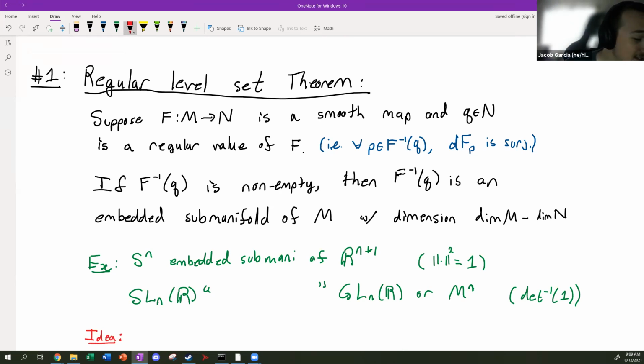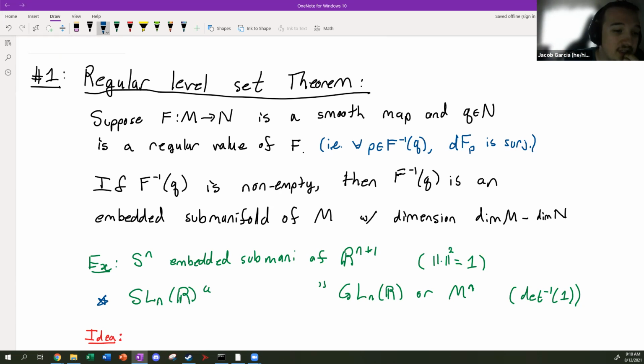Okay, so the idea is, and actually, this problem here is a problem that Fred has used on past final exams, is to show that SL_n(R) is an n squared minus 1 manifold. And he doesn't ask you to show that it's an embedded submanifold, just that it's an n squared minus 1 manifold, right? And the way to do this is to use the regular level set theorem on the bigger thing.